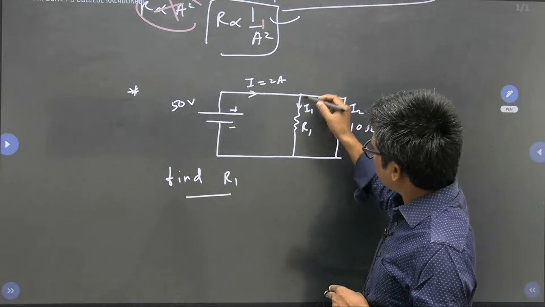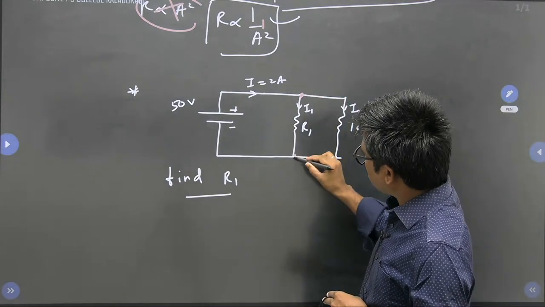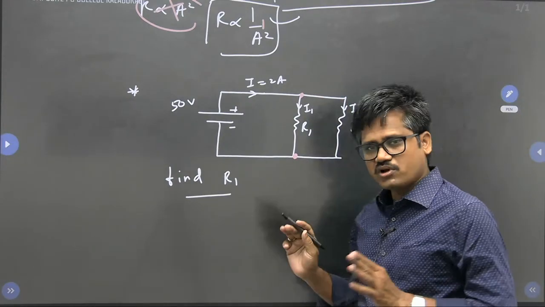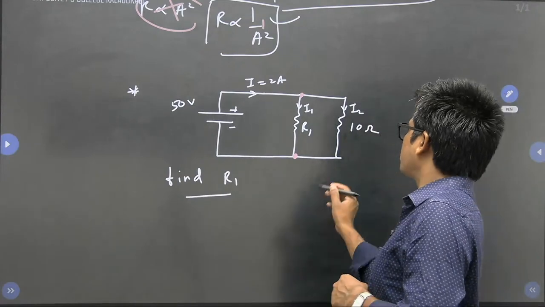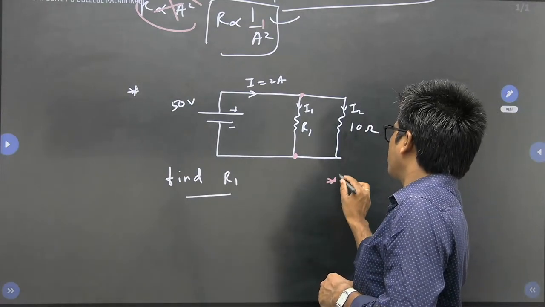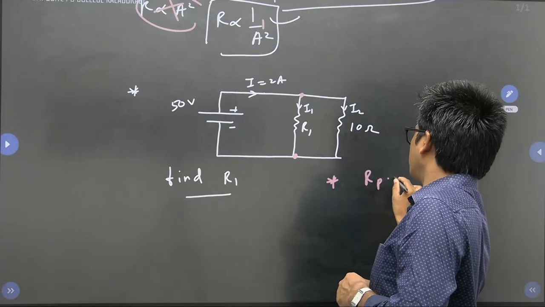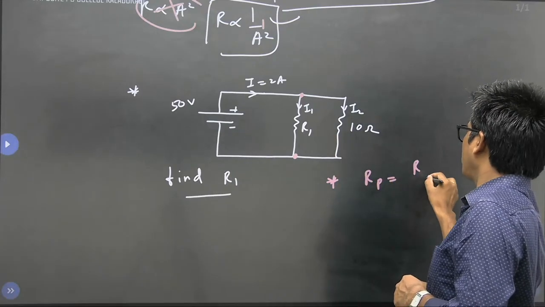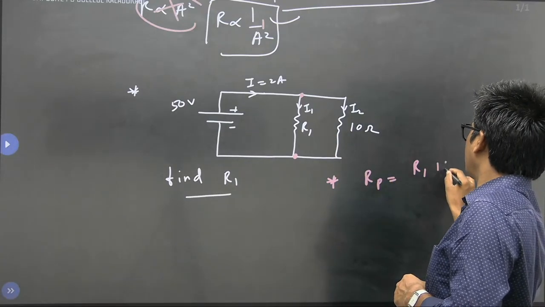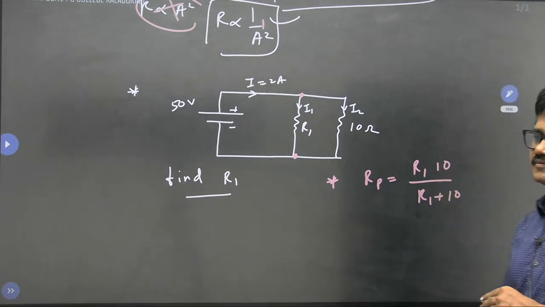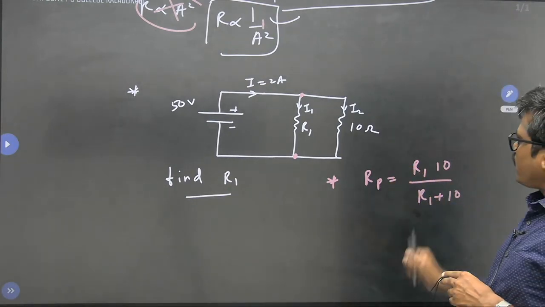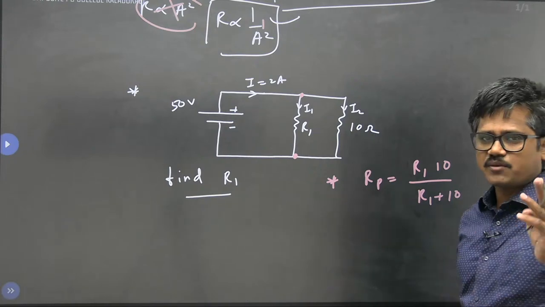They will be in parallel because between these two common points, R1 and 10 ohm are connected. They are in parallel, no? Definitely they are in parallel. What should be the effective resistance then? So the effective resistance will be R1 into 10 divided by R1 plus 10. Got my point? So then to find that R1, how do you find RP?